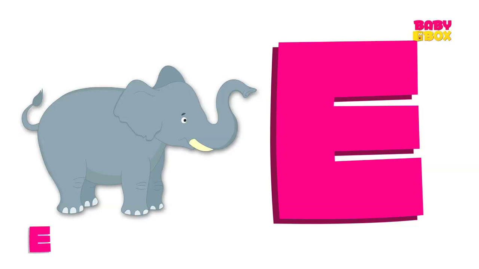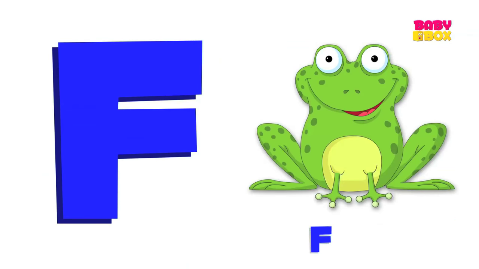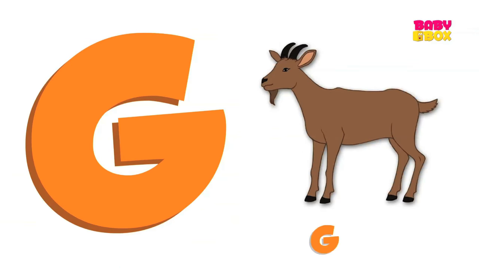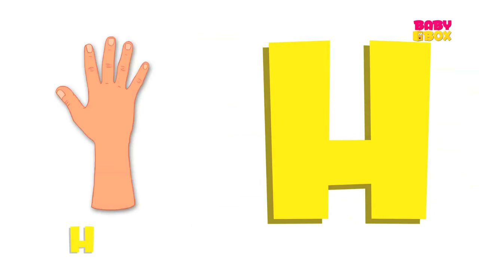E is for elephant, e, e, elephant. F is for frog, f, f, frog. G is for goat, g, g, goat. H is for hand, h, h, hand.